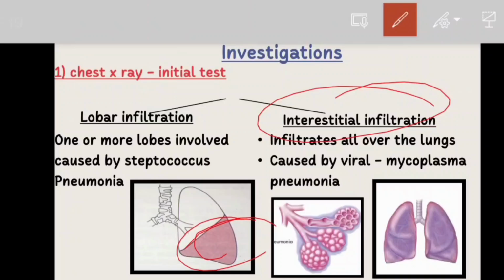And the second one, interstitial infiltration, is a diffuse and widespread infiltrate throughout the lungs, commonly associated with viral or mycoplasma pneumonia.